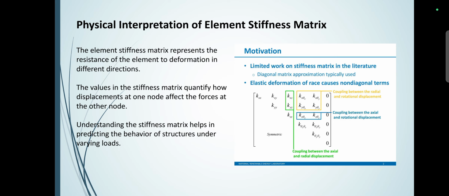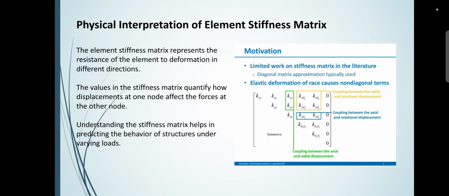Limited work on the stiffness matrix in the literature. Diagonal matrix approximation is typically used. Elastic deformation of arrays causes non-diagonal terms: kxx, kxy, kxz, kyy, kyz.